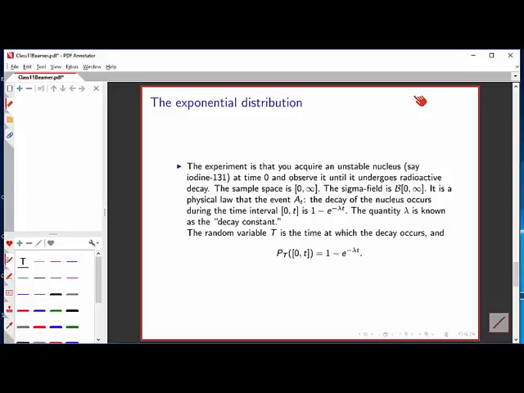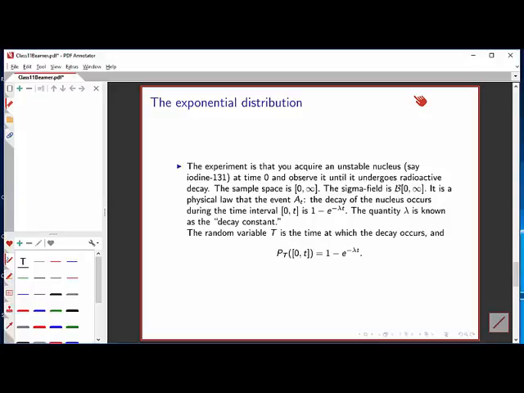Now let's try something where the possible values are not limited to integers, where the possible values of the random variable are all positive real numbers. For the sake of concreteness, we'll assume that the experiment is you have somehow got hold of an unstable nucleus, like iodine-131, which has a half-life of 8 days, and the experiment is you observe it until it undergoes radioactive decay.